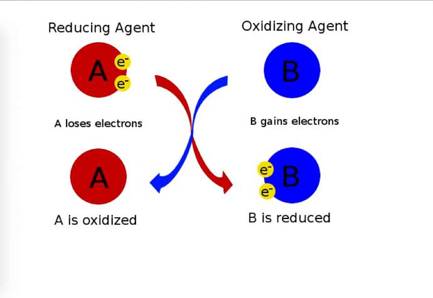Here, A is reacting with B. A is giving away 2 electrons to B. B is gaining those electrons from A. Because A is losing electrons, it is being oxidized. Because B is gaining electrons, it is being reduced. B is the oxidizing agent because it is causing A to be oxidized. A is the reducing agent because it is causing B to be reduced.